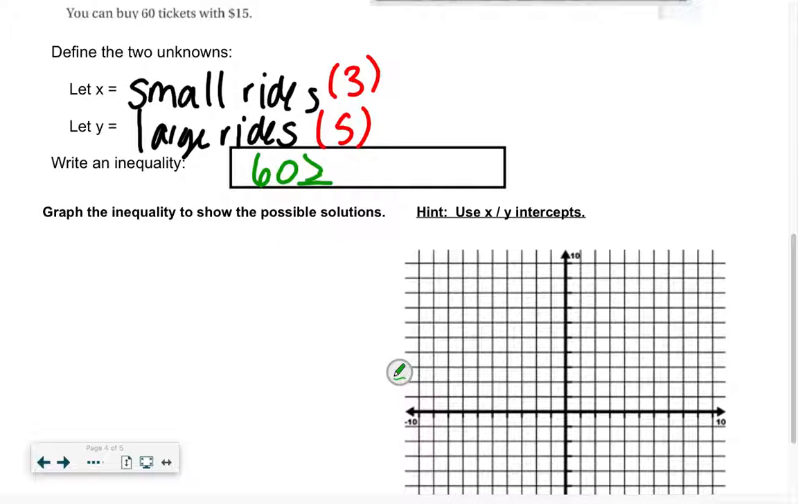Okay. Now I want any combination of my small rides and my large rides. So if I have X, how many tickets does X take? 3. And my large takes 5. Does that inequality make sense? Because if I don't want any small rides, I can have 0 here, right? Or if I don't want any large rides, I can have 0 here.